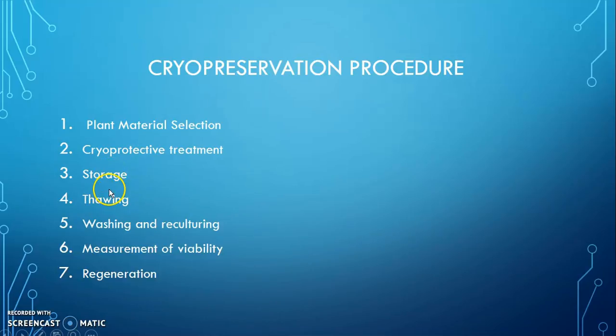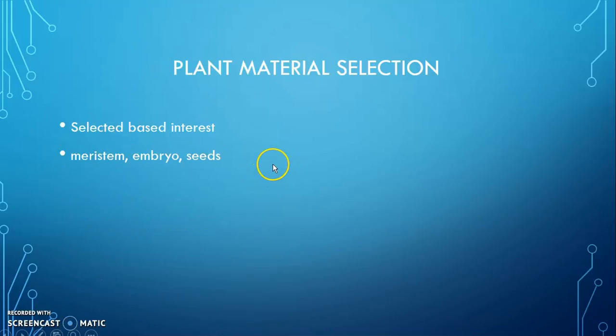And thawing simply refers to defrosting the samples or the sample vials, and then they can be washed to remove the cryoprotective chemicals, and then recultured to measure the viability. From there, they will be regenerated. Plant material selection, as I said, can depend. It can be any plant material that requires preservation in order for it not to go extinct.